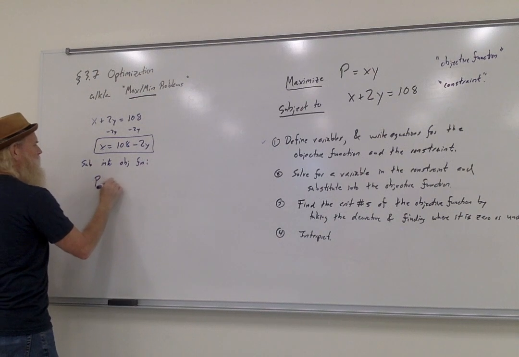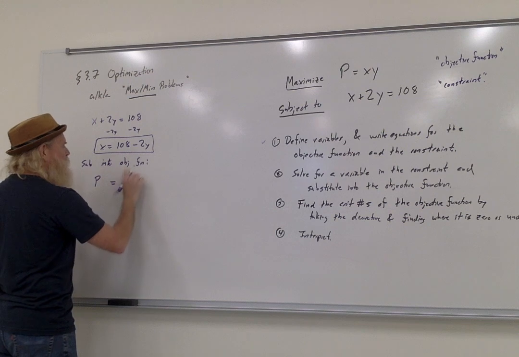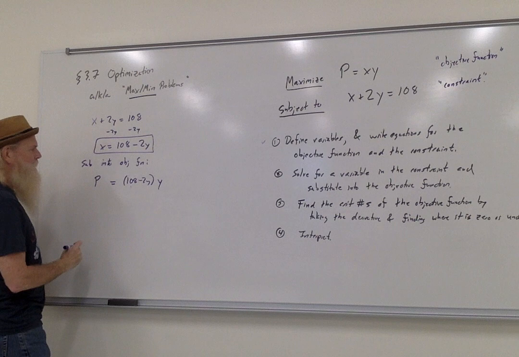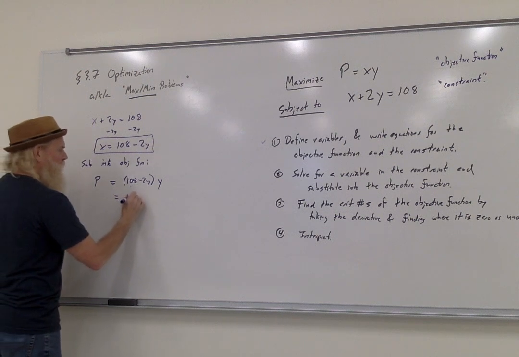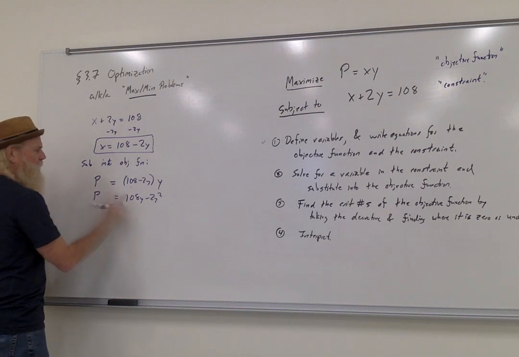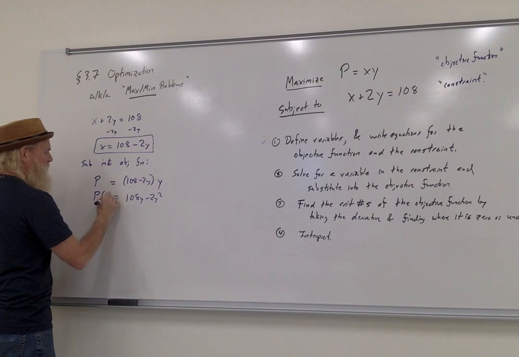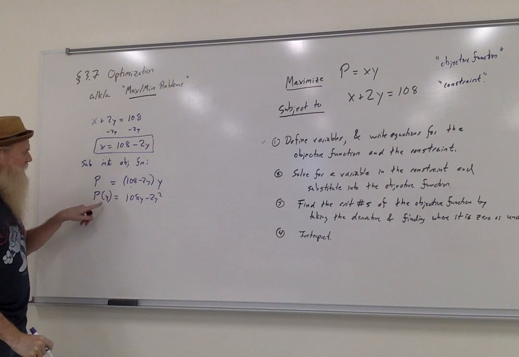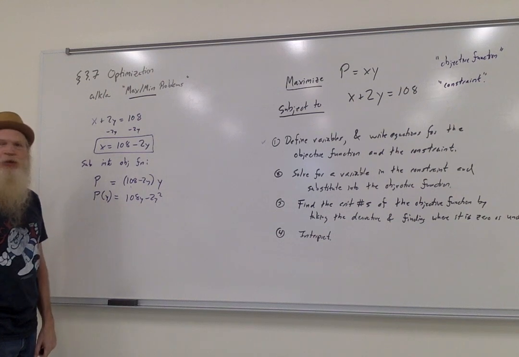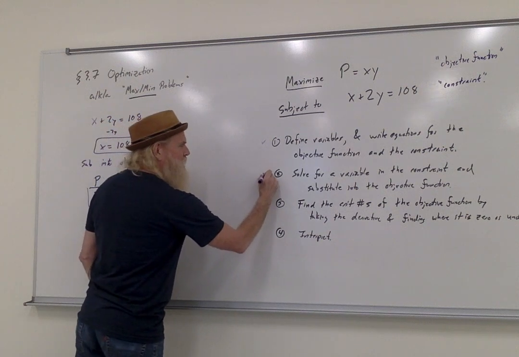So we'll have P equals 108 minus 2y multiplied by y. So 108y minus 2y squared. Notice now that my objective function only has one variable, y, in it. So if I want to, I can emphasize that by using function notation over here. P of y is 108y minus 2y squared. And that's step 2.